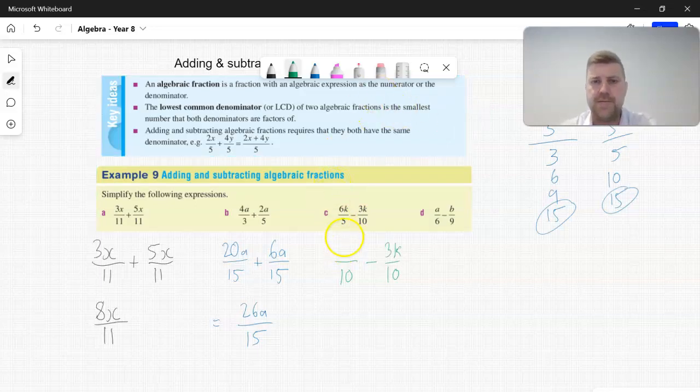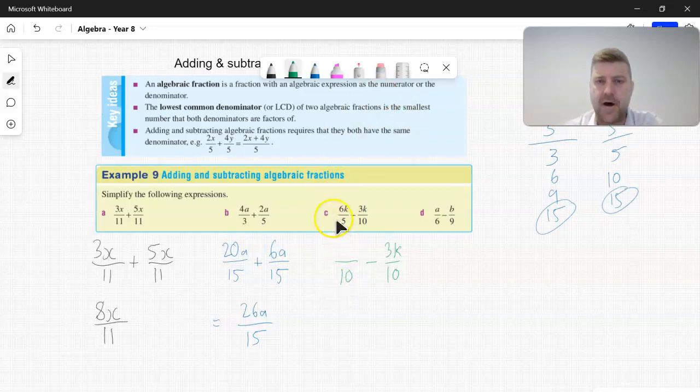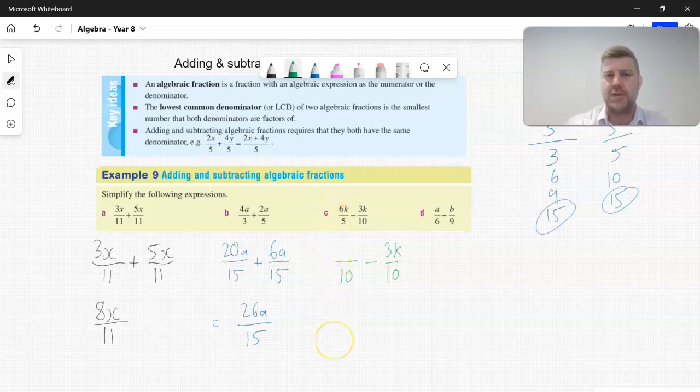I've changed the first algebraic fraction to have a denominator of 10 by multiplying the 5 by 2, which means I need to multiply my numerator by 2 also. So 6k times 2 is 12k. And then I can subtract these because they have the same denominator. Working left to right, it's numerator subtract the numerator. So 12k take 3k is 9k over 10. Then we look for any common factors between the numerator and denominator. No, there's not, so I can't simplify it any further.